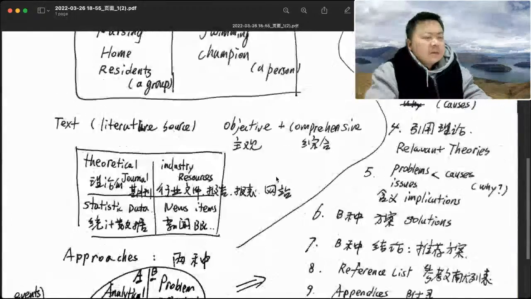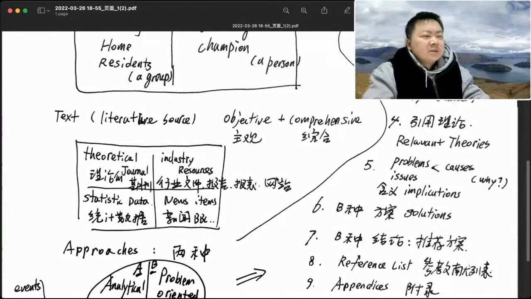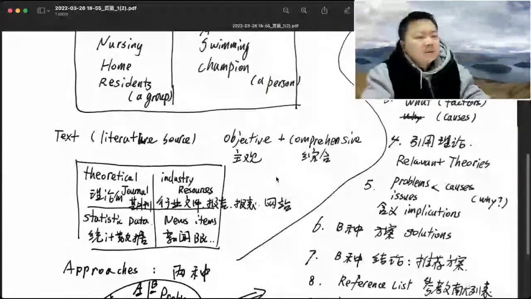Anyway, there is a flow for writing a case study. The first one is introduce the background of the case. The second one is to have a summary of the case. The third is to explain what are the factors, what are the causes. The fourth is use relevant theories, but use relevant theories, I think that's still further about explaining the case, right?